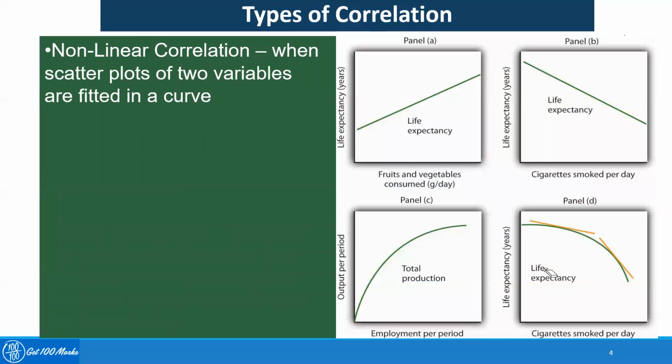There are some other types of correlations. The first one is called non-linear correlation. Non-linear correlation means when the correlation is not fitting in a straight line. For example, suppose the ratio of change in one variable tends to bear a constant ratio to the change in another variable, then it is a linear correlation.